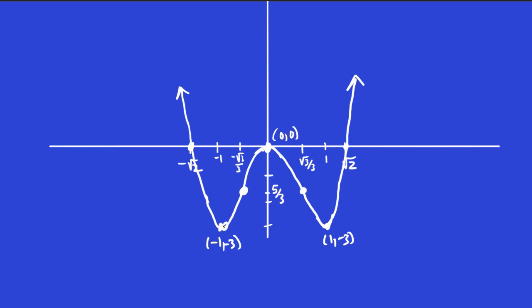So we have our two local mins. They're actually even absolute mins. We have a local max, and here are two inflection points. And we have our x-intercepts and our y-intercepts all listed. So there's the graph of that.